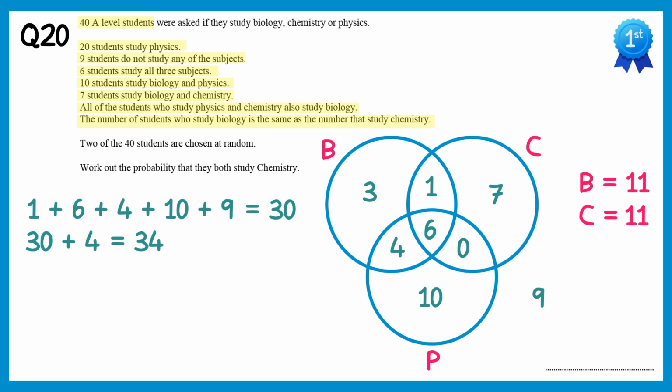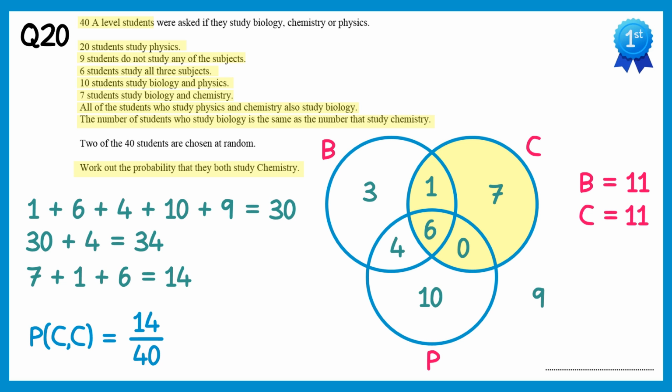The question said work out the probability that they both study chemistry. If we look at the chemistry circle here, we can see that there are 7 plus 1 plus 6, which is 14 people. So the probability of selecting someone who did chemistry is 14 over 40, and the next person also studying chemistry would be 13 over 39 because we've removed 1 student. If you multiply these together, you'll get 182 over 1560, which if you simplify, gives you 7 over 60.